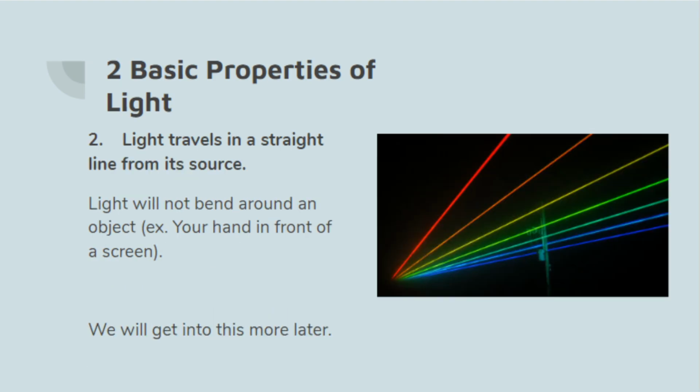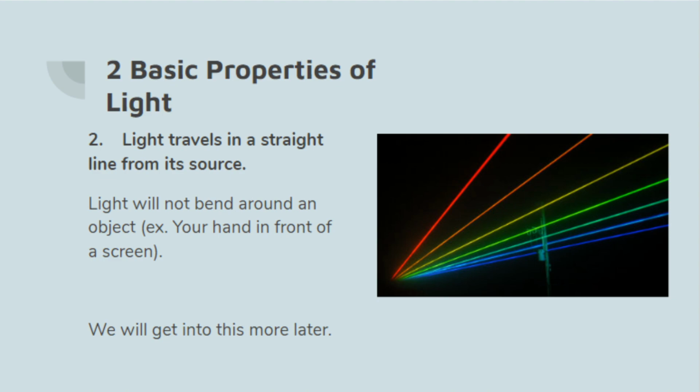Okay, the second basic property of light is that light travels in a straight line from its source. And the easiest way to demonstrate that for yourself is put your hand up in front of your screen, cover something up, and the light doesn't bend around your hand and you see what's behind your hand anyways. Light has to travel in a straight line.